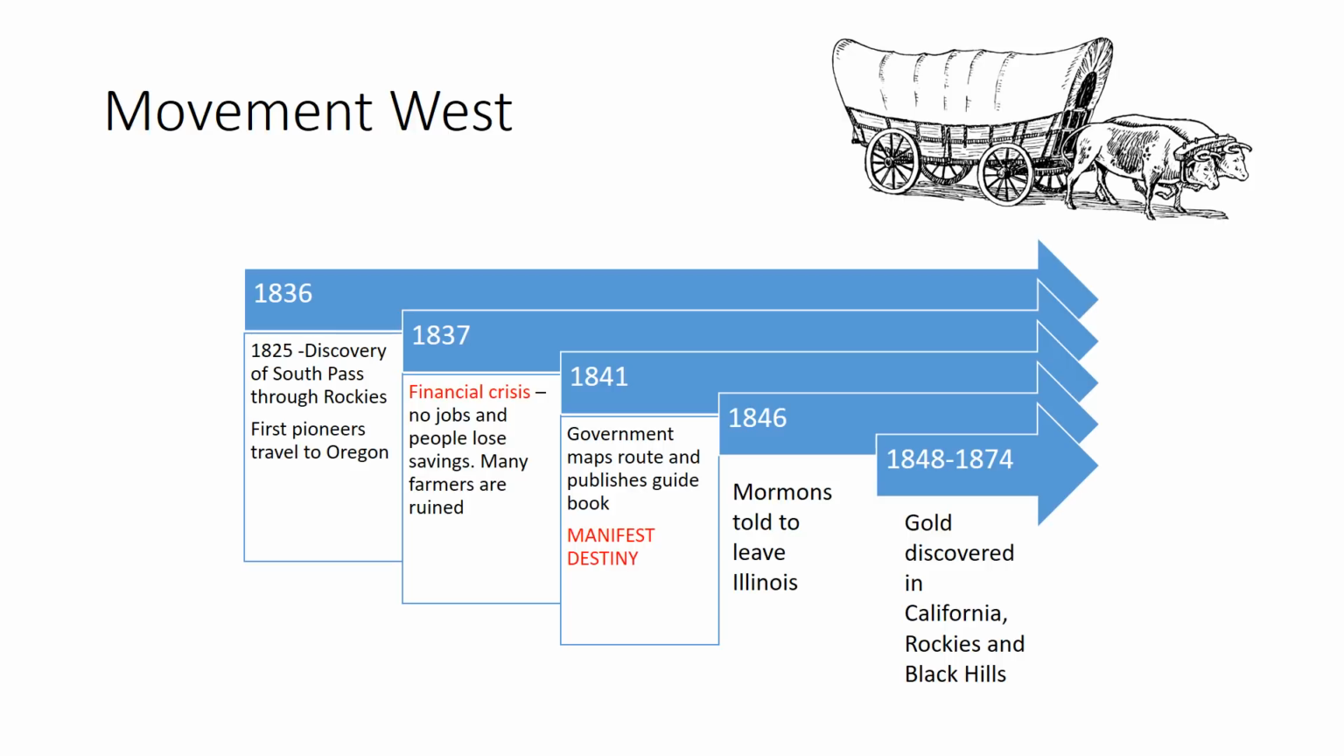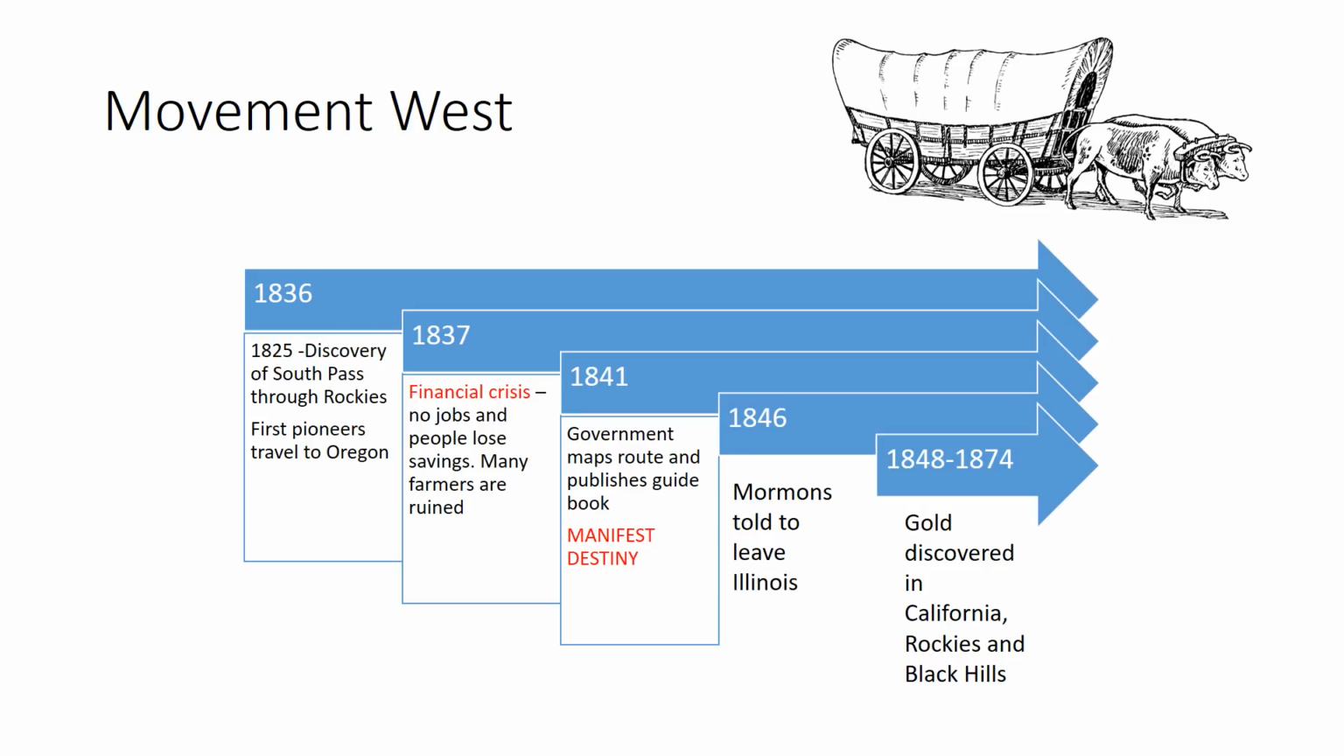So let me just talk through some of the questions. So this is the first question about why did people begin to move west. So the beginning of this story really is in 1825. They discovered the South Pass through the Rocky Mountains. Gradually, this led to the first pioneers travelling to Oregon in 1836.